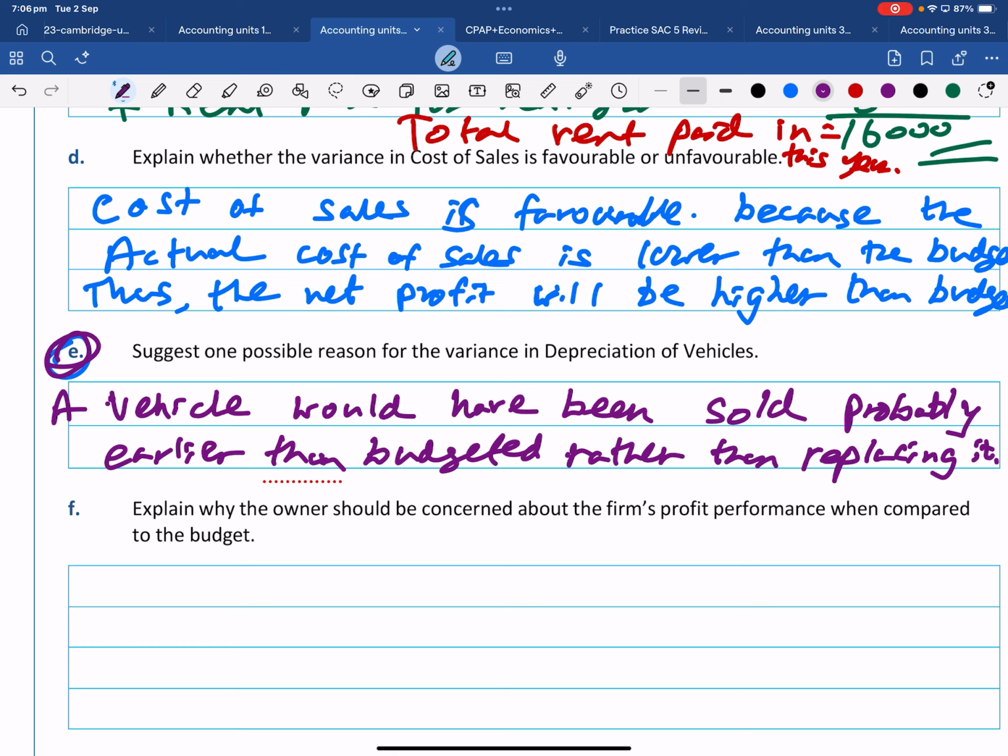Wait, you said rather than replacing. Yep. So if it got replaced, then it would have depreciated more. Yeah, depreciation would have been unfavorable, yes. Why? Because we are purchasing a new one that would have incurred more depreciation. Yeah.